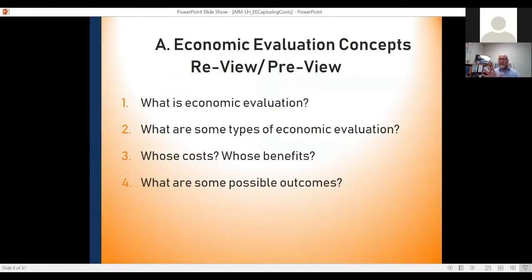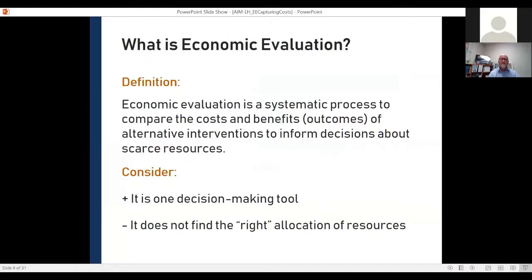So in this first part, what I want to address are these 4 questions that will help make the other parts around costing more relevant. So first of all, defining economic evaluation, describing the different types, whose costs and whose benefits are we talking about? That puts some parameters around what we're going to capture. And then finally, what are some possible outcomes of an economic evaluation? How are those presented? So let's jump right in.